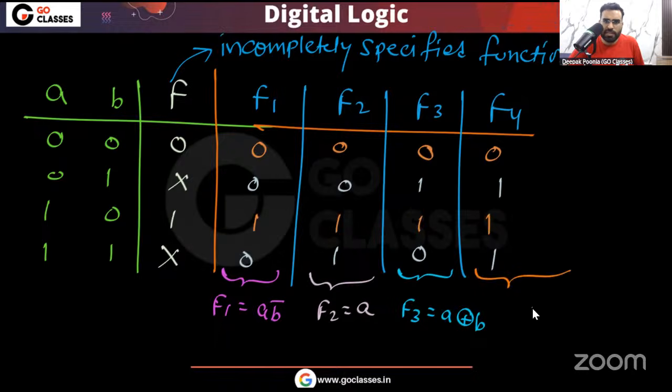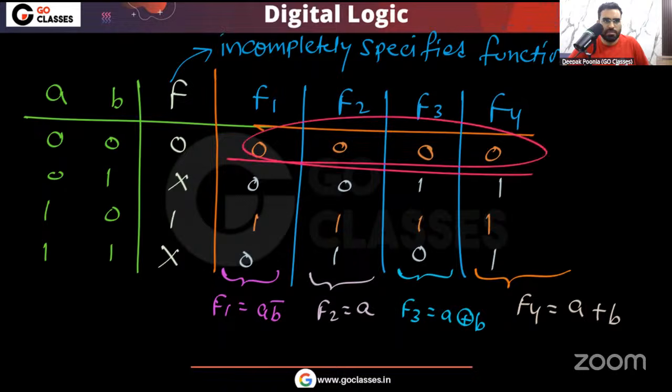F4 is basically a or b. Yes or no? F4 is a or b. Okay, so very simple. You can see.